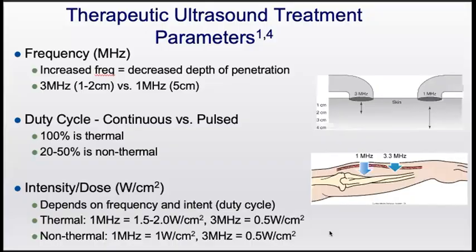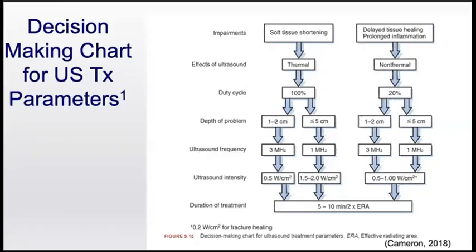For most ultrasound units, this is already pre-programmed, but I've also given you this beautiful little decision matrix that you can print out if you are going to be using ultrasound in your practice. And it just gives you all of the parameters that are appropriate for ultrasounds. And you can start sort of with the tissue impairment or what's bugging the tissue, and you can work through whether you want to use thermal or non-thermal. And then that will tell you, okay, set up the duty cycle to 100% or 20%.